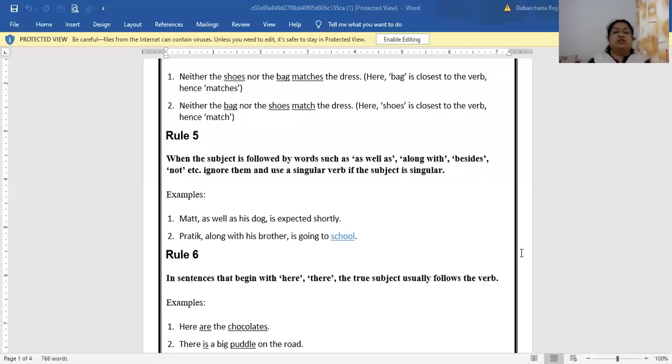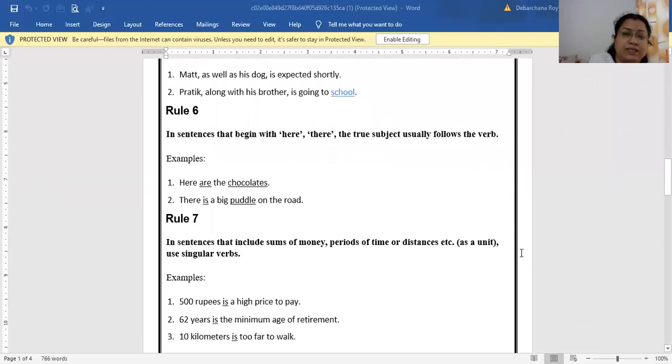So examples: Matt as well as his dog is expected shortly. Pratik along with his brother is going to school. Are you all getting me? Subject is singular, so the verb is also singular, even if there are words like as well as, along with, besides, not. Okay, so this was the fifth rule which we need to take care of. I gave you time to write it down. Now we come to rule number 6.